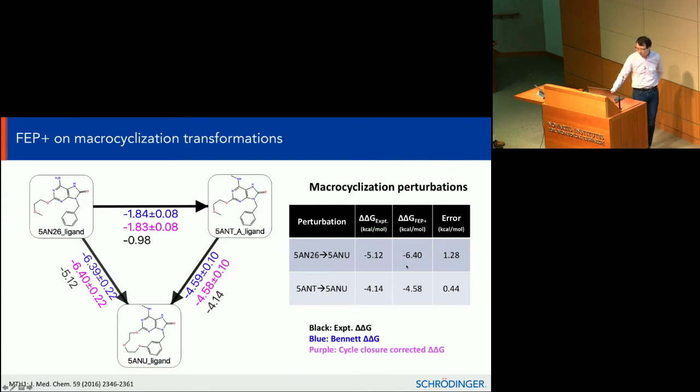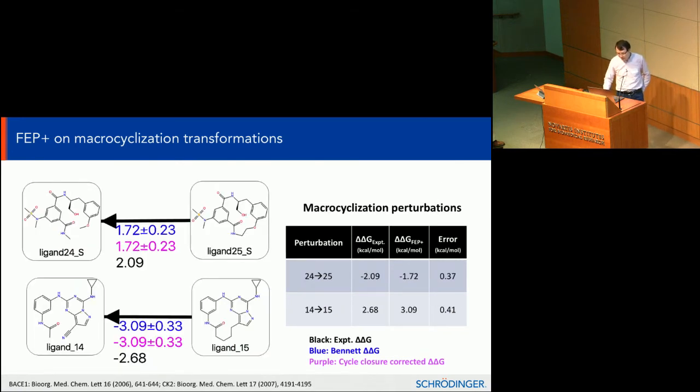So here's one example. Here the receptor is MTH1. In this case, cyclizing the linear molecule into a macrocycle increased the binding potency significantly by about 4.5 kcal/mol. And this is accurately calculated by the FEP method. Another two examples. First case, for a pair of BACE1 inhibitors, cyclizing the linear molecule into a macrocycle increased binding potency by about 2 kcal/mol. In the second case, for a pair of CK2 inhibitors, cyclizing the linear molecule into a macrocycle actually decreased binding potency by about 2.7 kcal/mol. And both effects were accurately predicted by FEP.